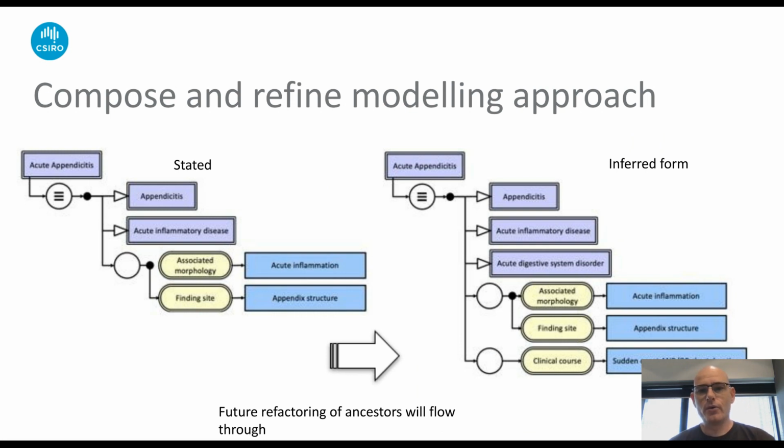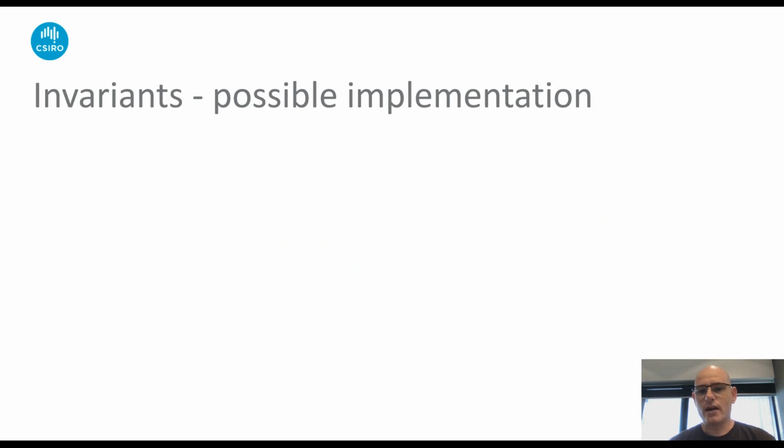So when we refine that further, ultimately we get the expected classification. Although we've picked up this new acute digestive system disorder, which is probably not something that we'd state as an invariant, as something that should always be that way, but it's come through in the classification results. And then ultimately, the idea is that we've picked up this clinical course through stating that parent and inheriting that, and other sorts of refactoring can flow in that sort of way.